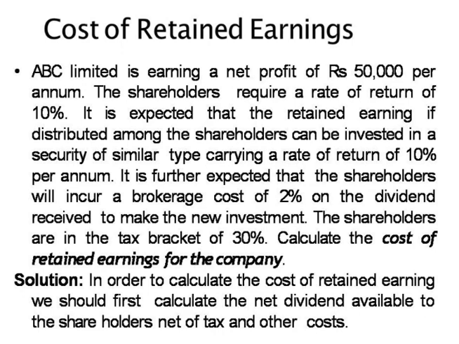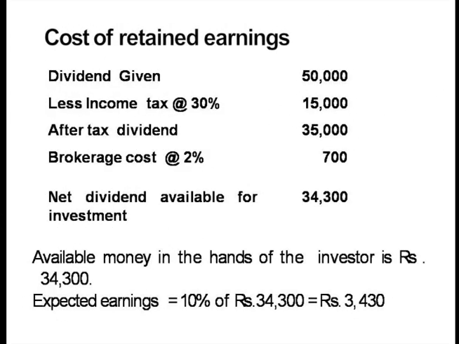So the solution is in the next slide. Take a look. The dividend given is 50,000, the tax bracket is 30%, so we deduct 30% of 50,000, which is 15,000. After-tax dividend is 35,000. Brokerage cost is 2%, that is 700. So the net dividend available for the investment is 34,300 only.